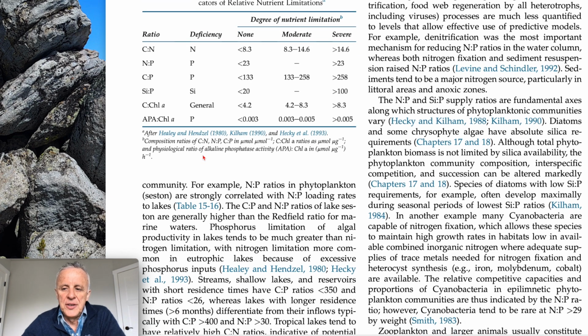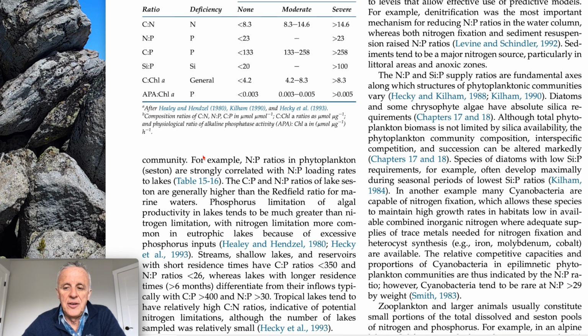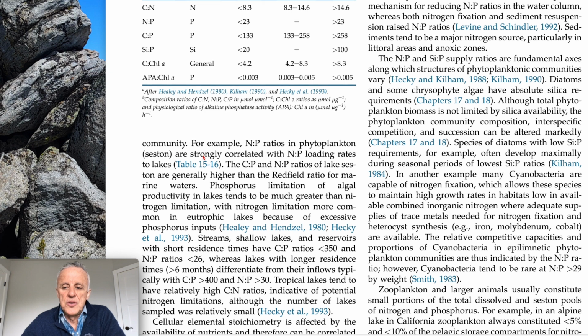For example, denitrification was the most important mechanism for reducing N:P ratios in the water column, whereas both nitrogen fixation and sediment resuspension raised N:P ratios. The sediments tend to be the major nitrogen source, particularly in littoral areas and anoxic zones. The N:P and Si:P supply ratios are fundamental axes along which structures of phytoplanktonic communities vary.